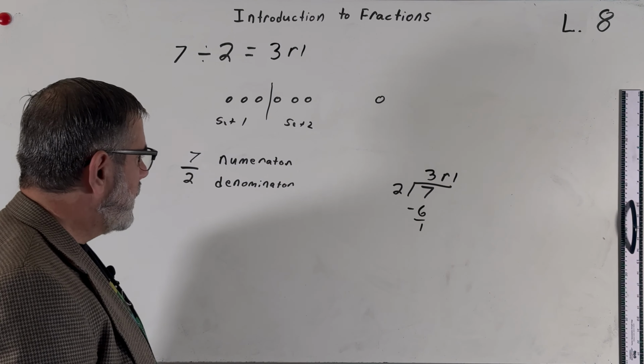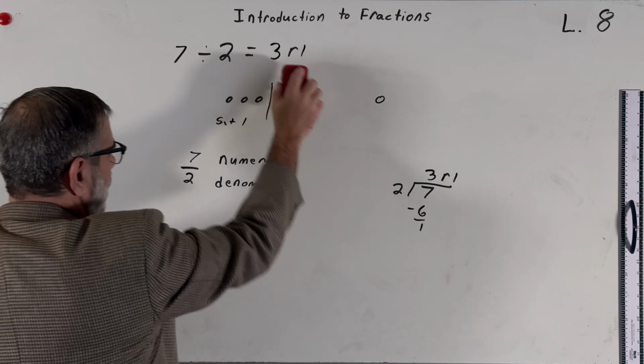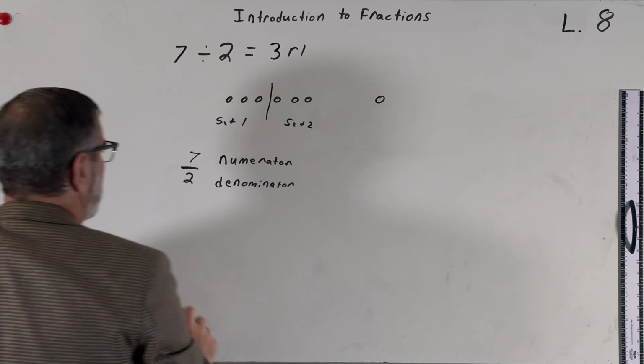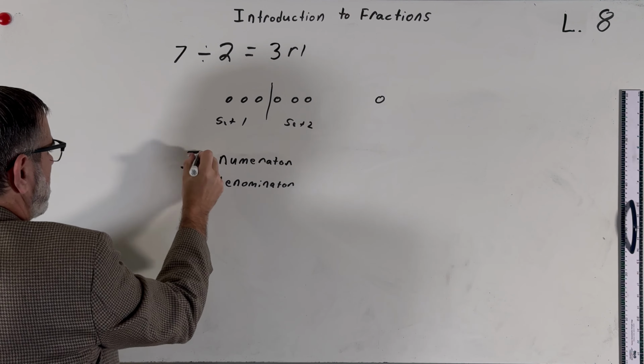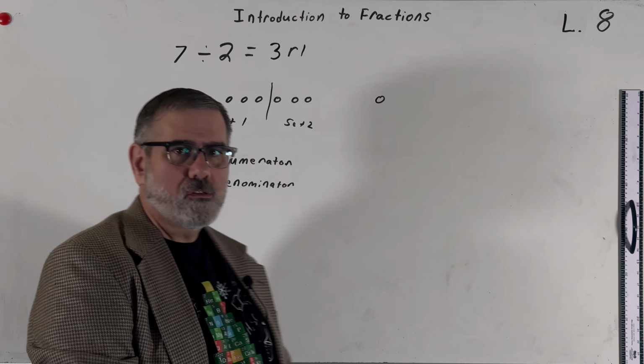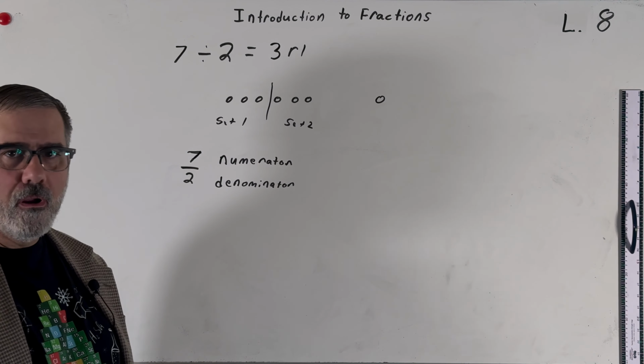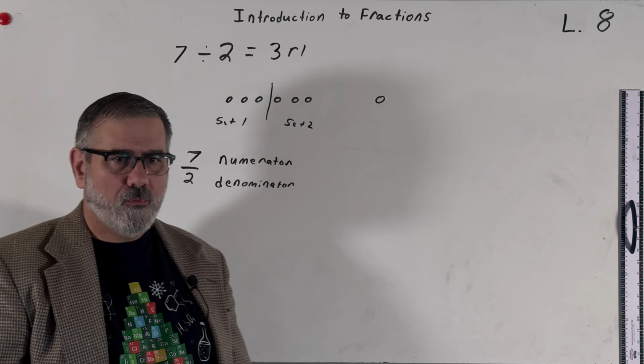This, however, is not a very convenient way to write numbers. 3R1. However, a perfectly fine way to write a number is like this, 7 over 2. So now 7 over 2 is a number which cannot easily be expressed in terms of whole numbers.